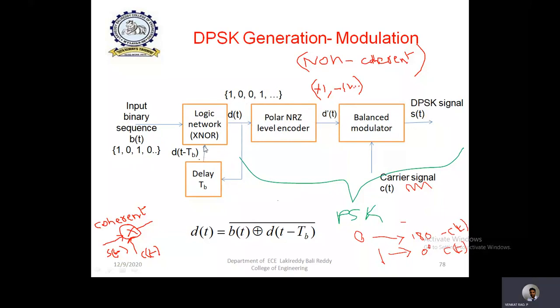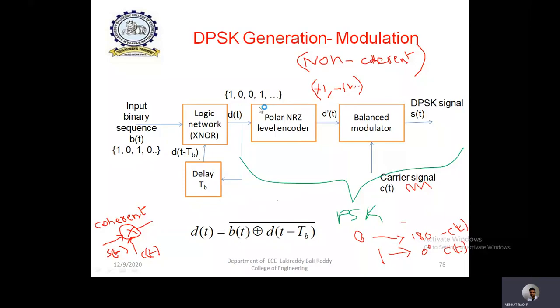Then what is the value here? The previous value, which is 1, is coming here. So all the previous values are generated as another input, and the present input values are on these two inputs. XNOR is as shown here, the Boolean representation. Both the input B of t and the delayed previous value D of t minus TB are first XORed, and then if you negate it, it becomes XNOR.